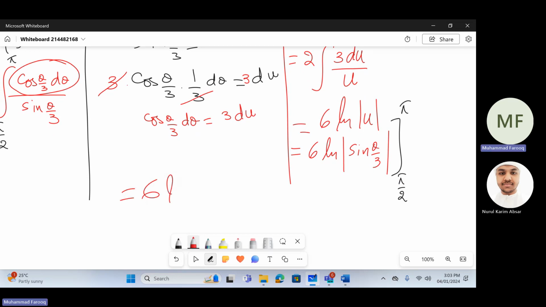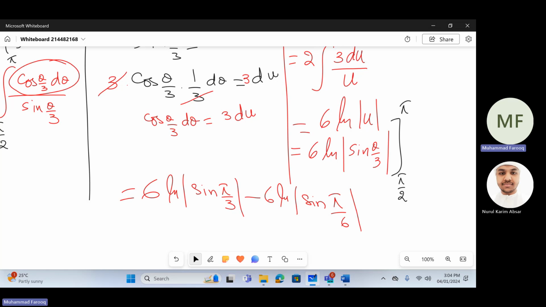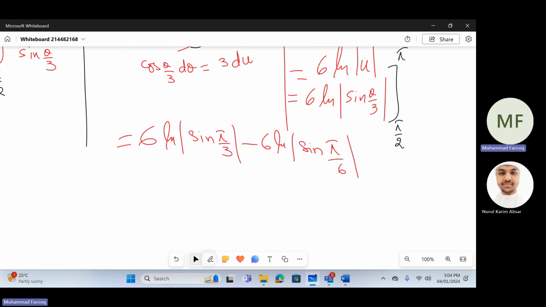So 6 times ln absolute value sine. Upper limit: pi becomes pi over 3. Yes or no? Yes. Minus 6 times ln absolute value sine. Now lower limit: pi by 2, and you also have 3 down, so 3 times 2. Yes. Kindly give me the answer of sine pi by 3, please. Square root 3 over 2. Okay.